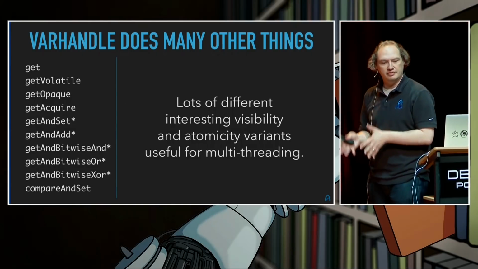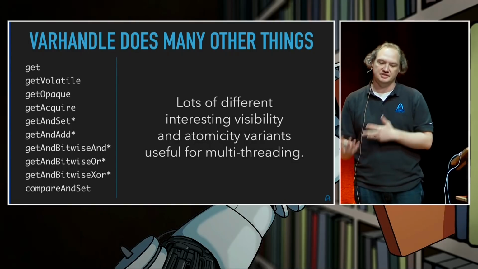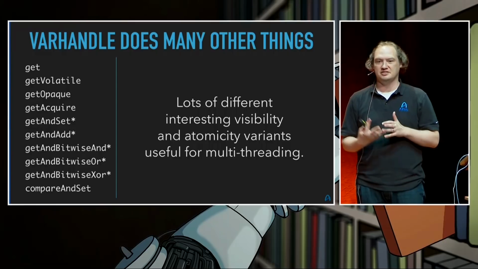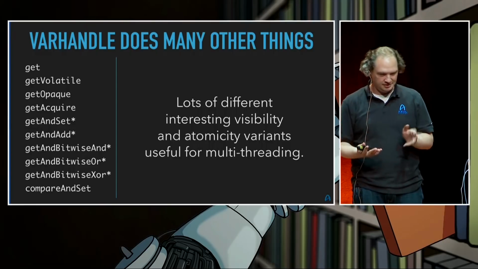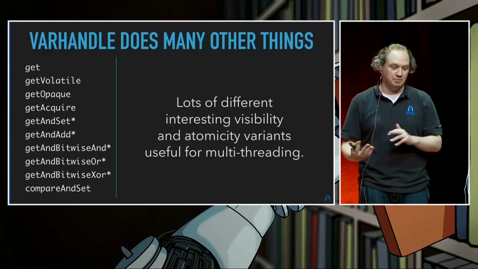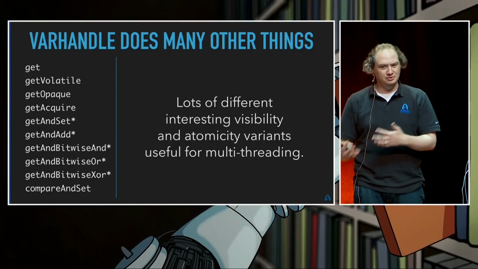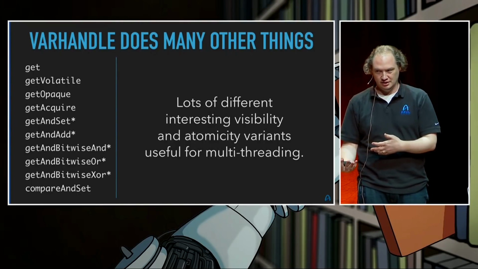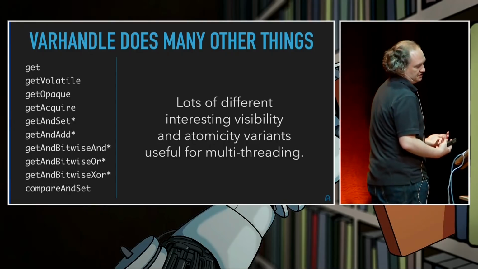And more importantly, VarHandle does many other things related to atomicity and visibility. It has more flavors of get than you can imagine. Get volatile, get opaque, get acquire, get and set, get and add, get and bitwise and, get and bitwise or, get and bitwise XOR. You get the idea. And these all have different interesting visibility characteristics.